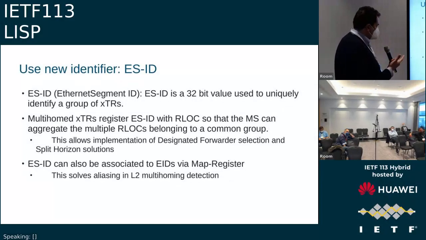In this way, the two issues that you want to solve are to identify univocally who is the designated forwarder selected, and to have a way to reconcile when there is a split horizon solution. In addition, the Ethernet segment ID can also be associated to EIDs, not only to an RLOC. And in this way, you can deal with aliasing that allows for load balancing when multi-homing is active. So I think this is the part where progress was made. We will update the text to reflect this consideration.